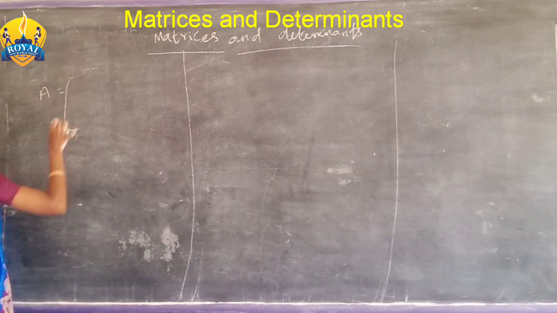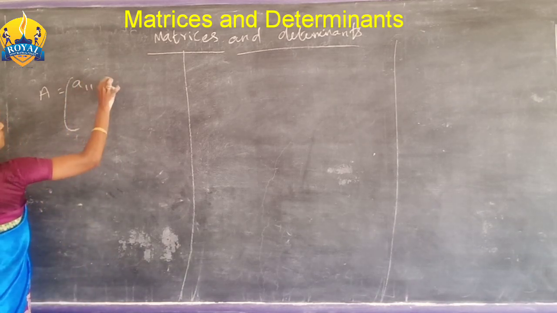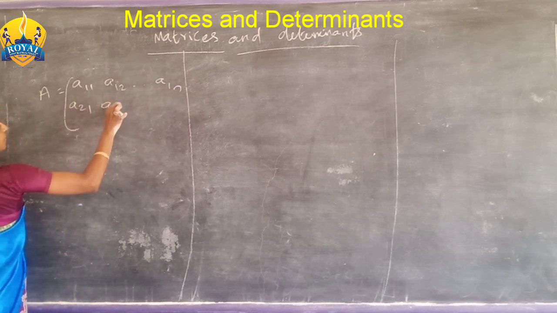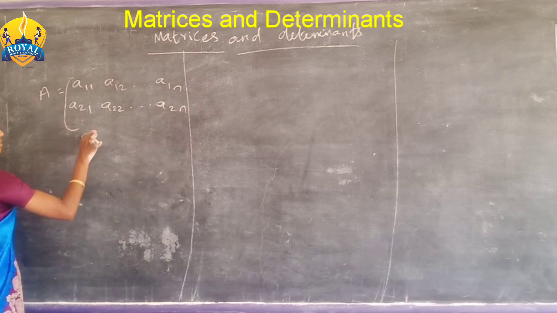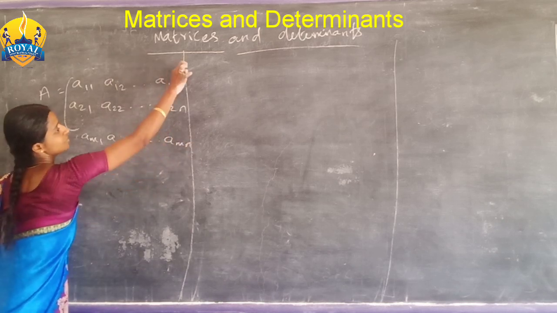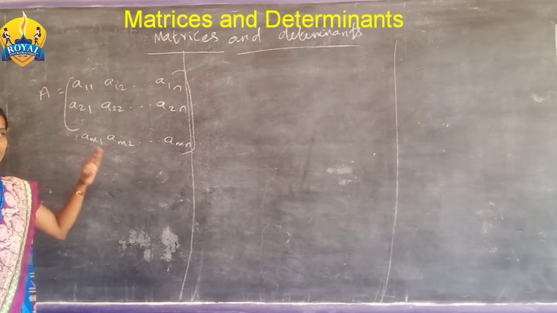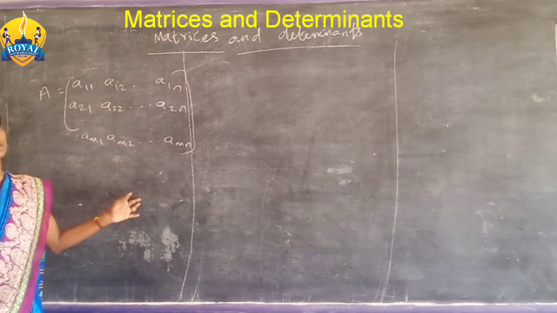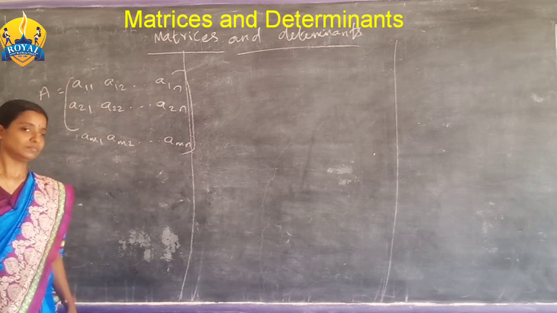So A equal to, let me write the general form of a matrix. A11, A12, etc. A1n, A21, A22, etc. A2n. It goes on to Am1, Am2, etc. Amn. This is the general form of a matrix. All the elements of this matrix are arranged in an array in rows and columns, and it is denoted only in the square bracket. Fine.